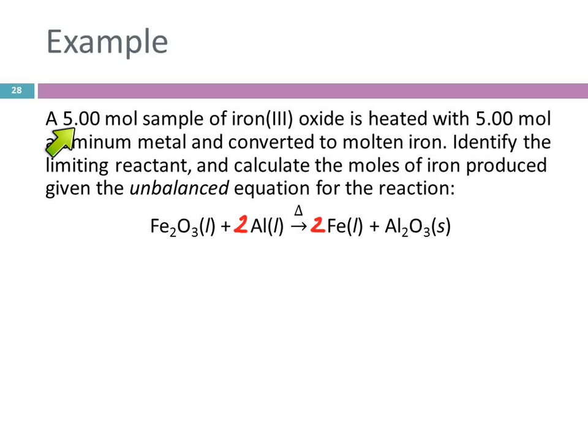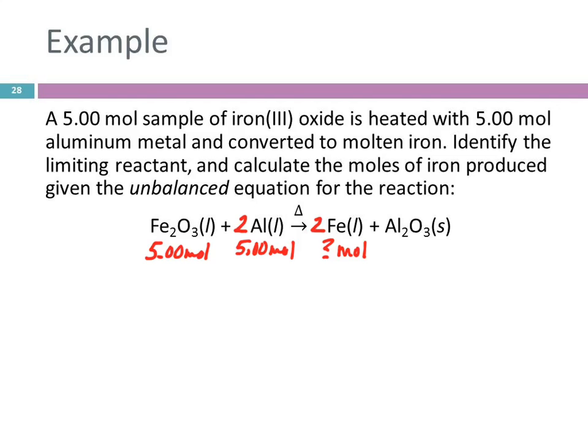So this says I have 5 moles of iron oxide, so I'm going to write that here: 5.00 moles. And it also says I have 5 moles of aluminum. This is different from the other problems we were doing, right? The other problems gave us one number and asked us to find something. And then they're saying calculate the moles of iron. So question mark moles. When you see 2 quantities, that means it's a limiting reactant problem.